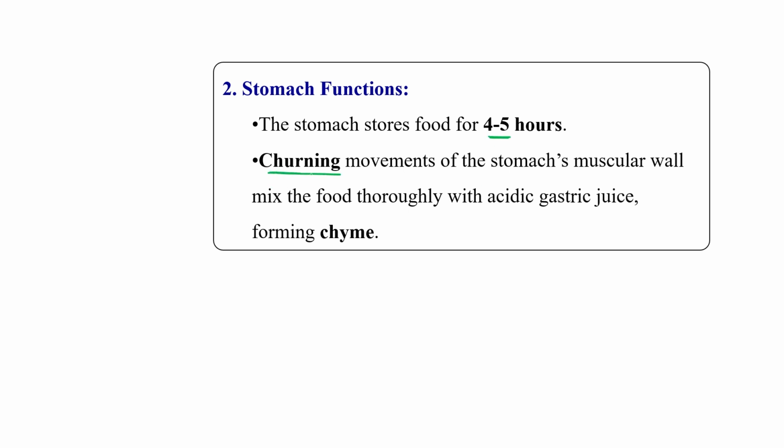Churning of the food, just like a mixie. Churning movement occurs in the stomach with the help of its muscular wall, and through churning, various secretions like mucus, enzymes, and HCl all mix with the food. This chutney-type structure is known as chyme. So the bolus is converted into chyme inside the stomach.